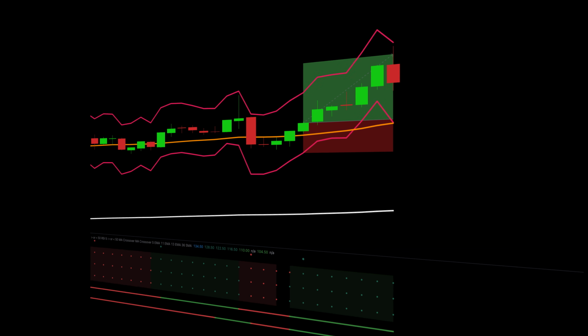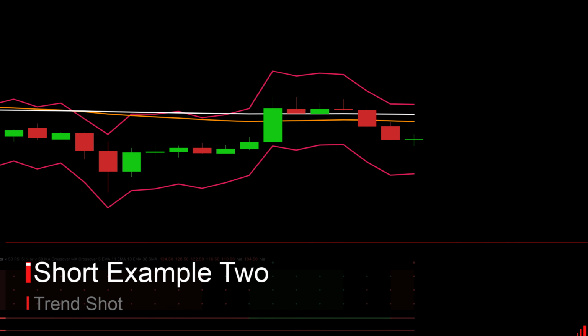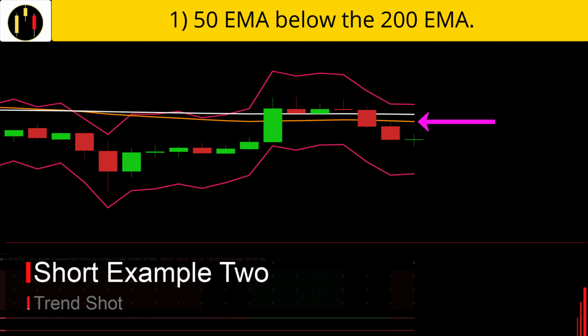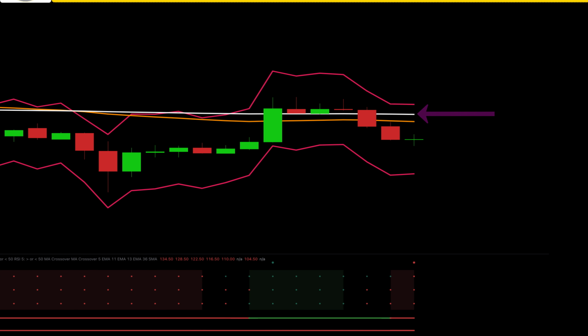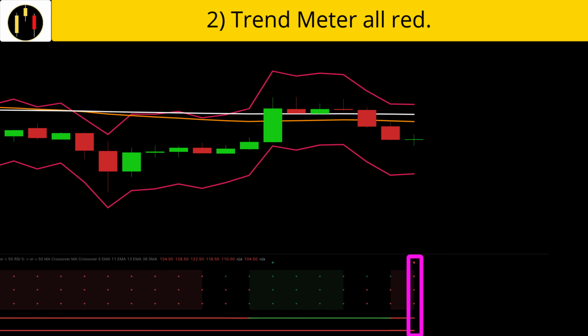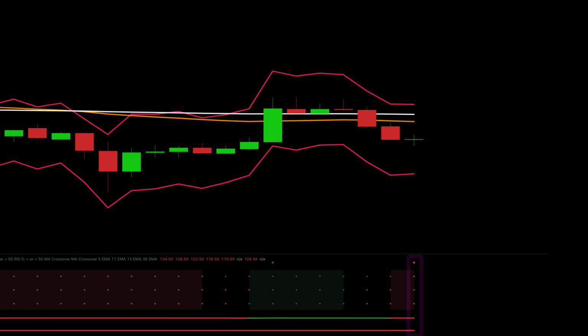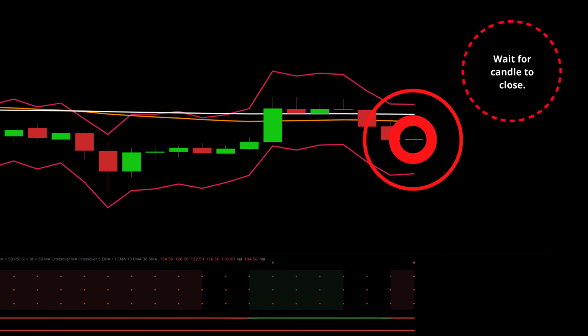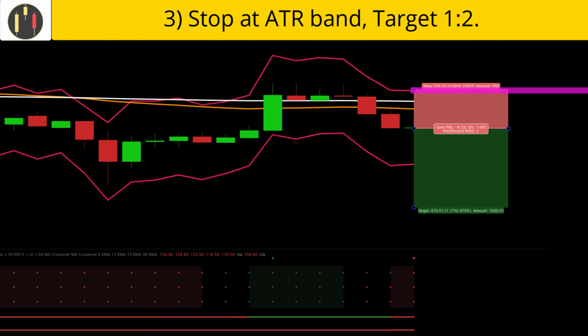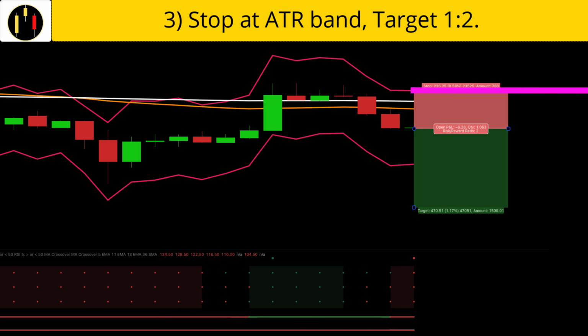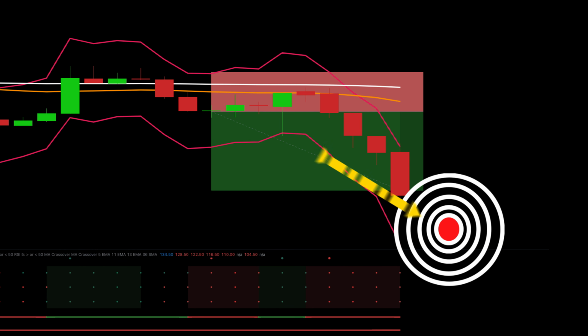Now we flip to shorts. This is what I would test for shorts. First, we can see the 50 exponential moving average in orange is below the 200 EMA in white. The second rule requires the trend meter to show 4 red dots and 2 red lines on the same candle, and remember to always wait for the candle to close. All of that happens on this candle here. That is our trigger candle. The stop is placed at the ATR band above the trigger candle and target 2 times risk. Short example 1 hits the target.